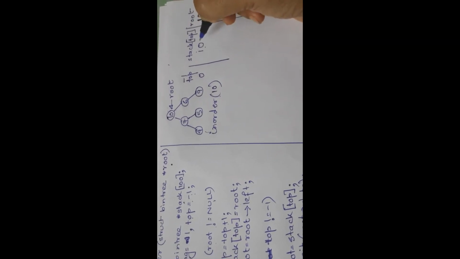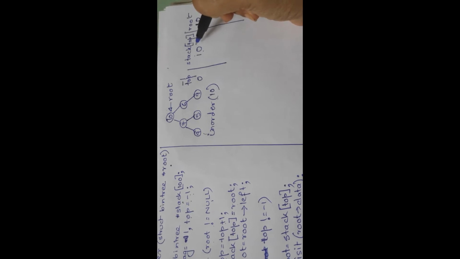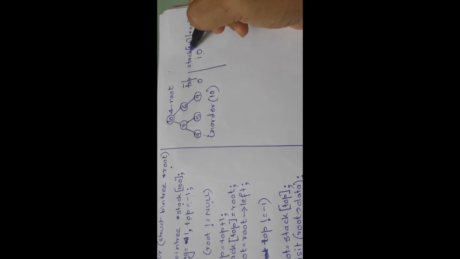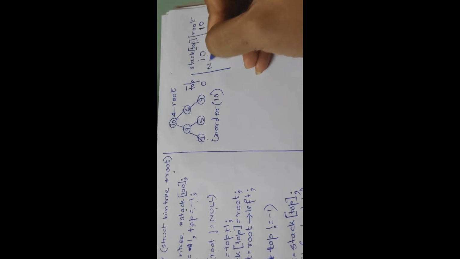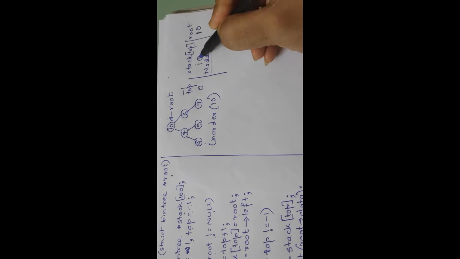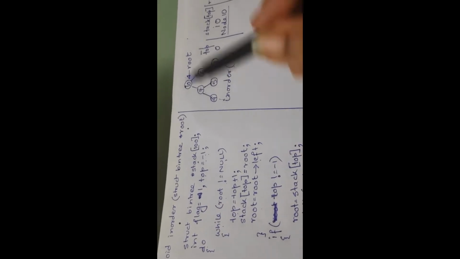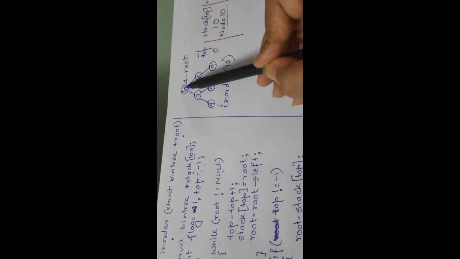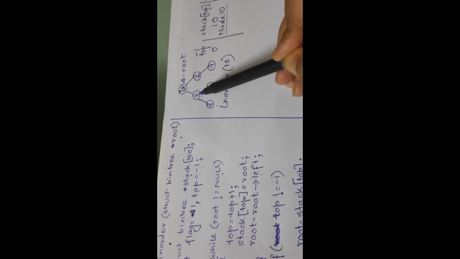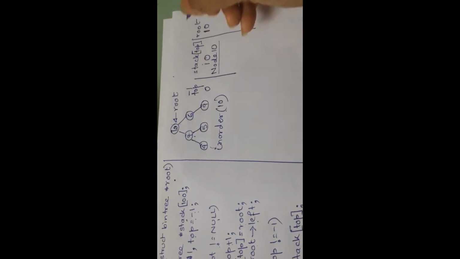We should again recap that when we are putting this 10 onto the stack, we are actually putting node 10. Node 10 means this node stores the value 10, the address of the left child of 10, and the address of the right child of 10. Now next, root is equal to root left. So 10 is the root, root left means 7, so now the root becomes 7.